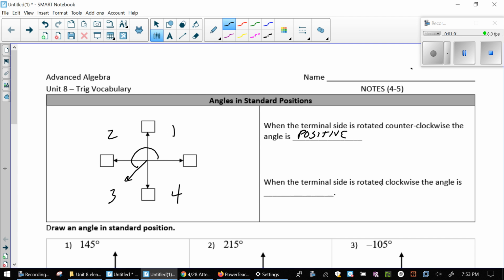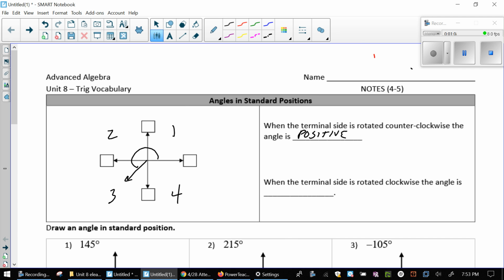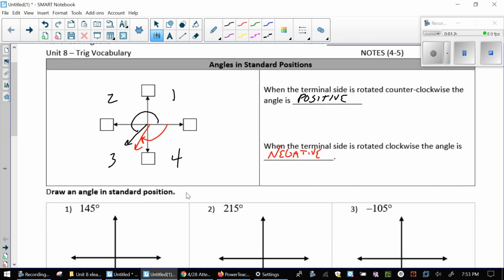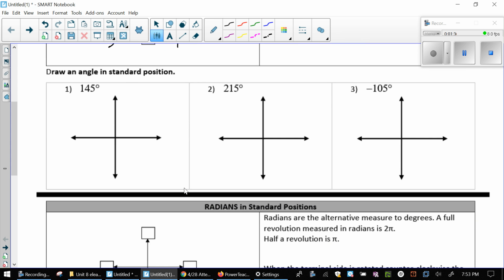When the terminal side is rotated clockwise, this is going to be when we have a negative angle. So if we go this way, that's when we're going to have a negative. Okay, so positive and negative, remember, determine which way we travel around our coordinate plane. All right, so we're going to draw a few angles. And remember, we're just estimating where these angles go.